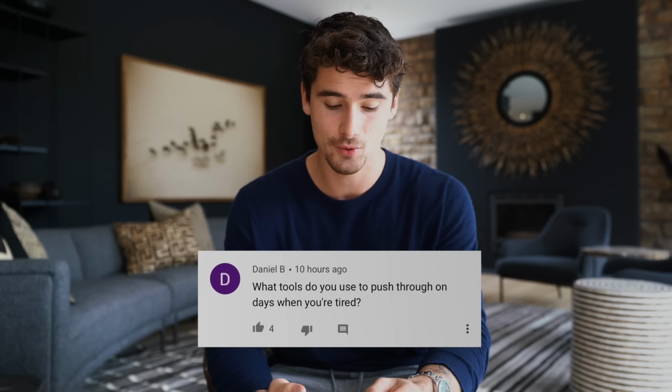So next question is, what tools do you use to push through on days when you're tired? So today is one of them. I don't know if you can see it in my facial expression. I'm quite tired today because there's been an alcohol ban in South Africa for 2 months. So for 2.5 months, I haven't had a sip of alcohol.